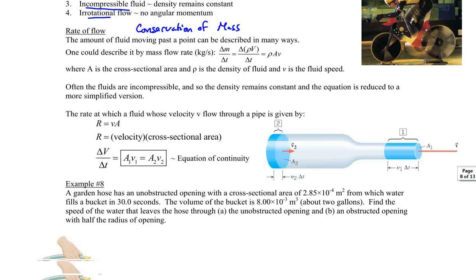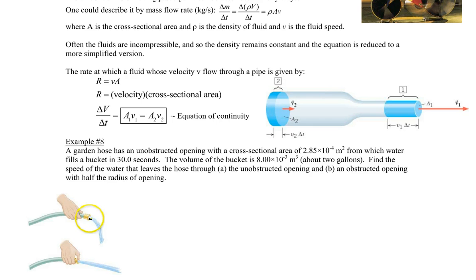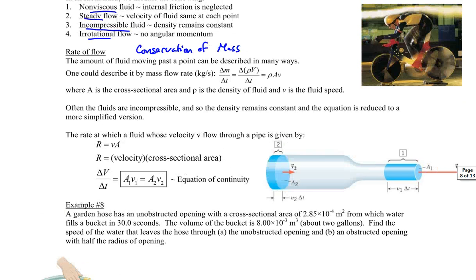You may have experienced this before. If you've ever held a hose, for example, and watched the water come out, and then you take the nozzle and put your thumb and make that cross-sectional area smaller, then you'll see the water will start to jet out really fast because you've reduced the cross-sectional area to make the velocity faster. Well, that's all based on conservation of mass. Okay, so let's talk about that.